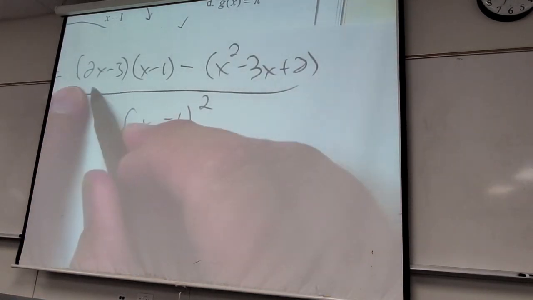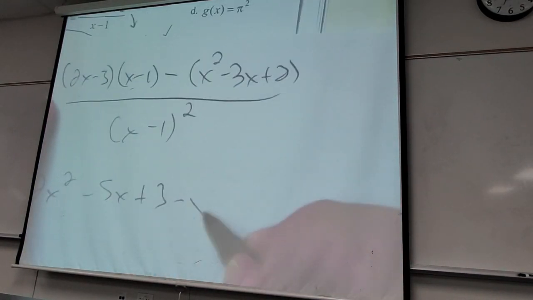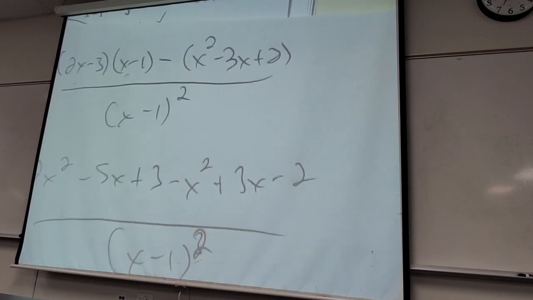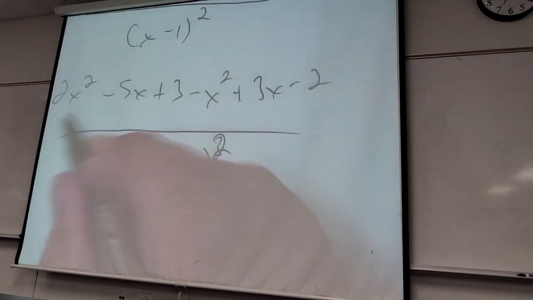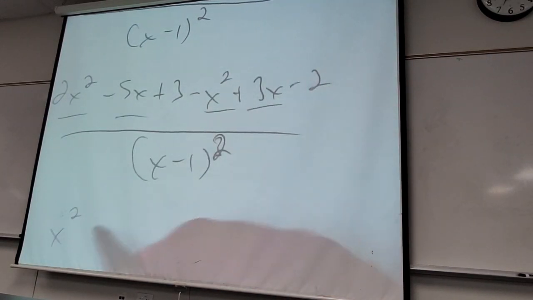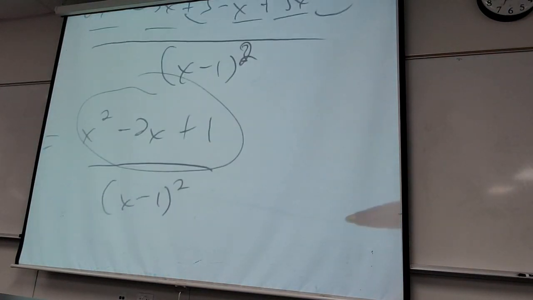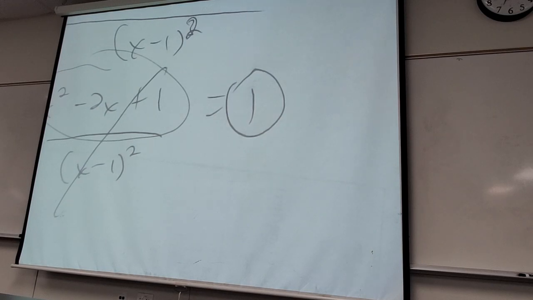Okay. And now you've got 2x squared minus 5x plus 3 minus x squared plus 3x minus 2 over stuff. So then you get x squared minus 2x plus 1 over x minus 1 squared. And guess what this is? x minus 1 squared over x minus 1 squared, which is 1. So if you do quotient rule, you should get there. It's just going to take you longer.